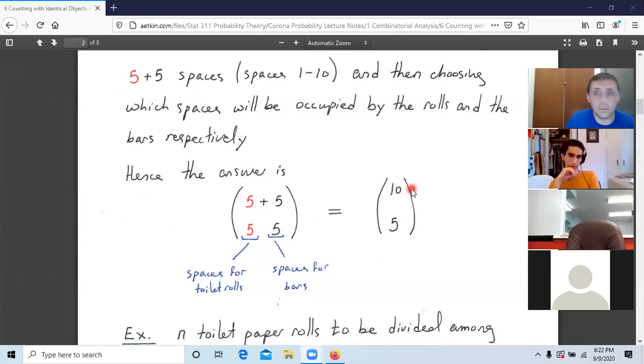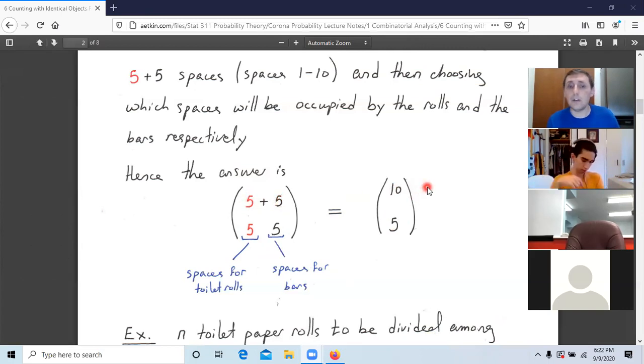It will change, Naomi. Of course, it will change if there are only 5 people, right? If there are only 5 people, I need fewer bars. If there are 5 people, I will need 4 bars. So toilet paper is the same, but this will be 4.